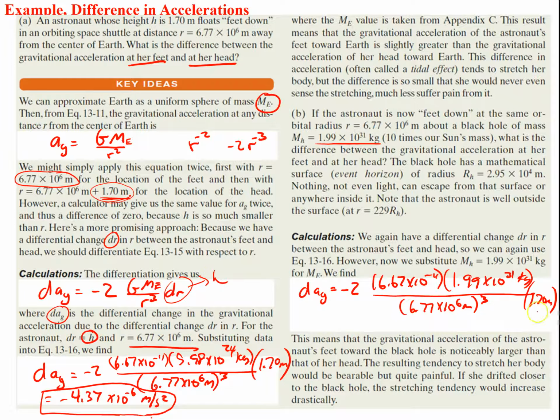Okay, so when we solve this out, we get a value that's negative 14.5 meters a second squared. So now there's a difference in acceleration between your head and your feet of more than the gravitational attraction of Earth. This means that the gravitational acceleration of the astronaut's feet toward the black hole is going to be noticeably larger than that of her head. And the resultant tendency is going to be to stretch her body, which would be unbearable and quite painful.